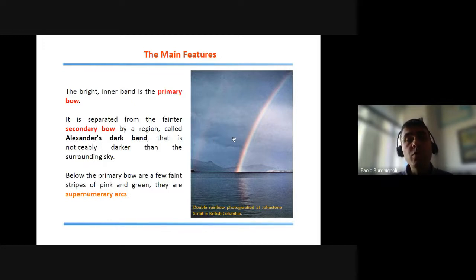Inside the two bows, the primary and the secondary ones, there is a region of the sky which is considerably darker than, for example, the region inside the primary bow, and that's the so-called Alexander's dark band. Furthermore, it is also possible to observe on the inner side of the primary bow some faint stripes of pink and green, and they are the so-called supernumerary arcs. They are a bit on the inner side of the violet color of the primary bow.